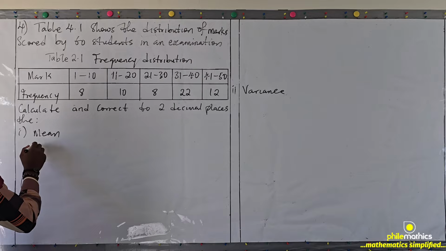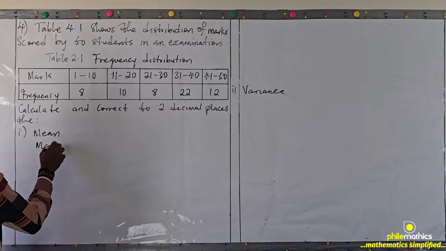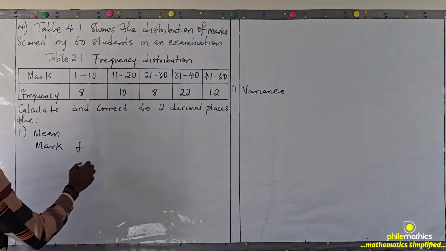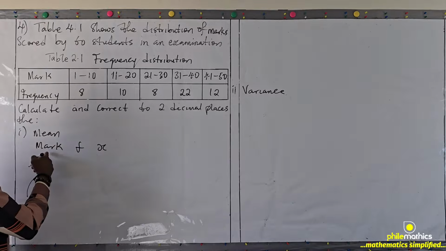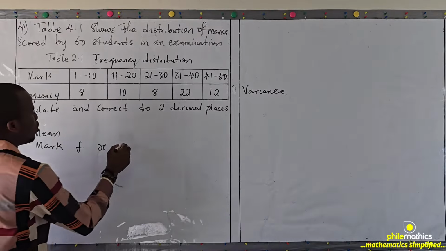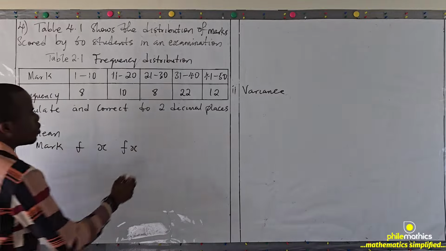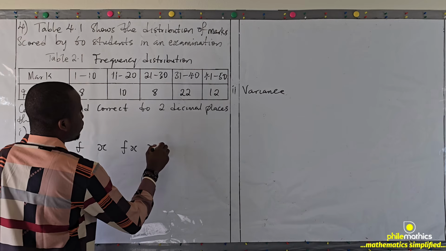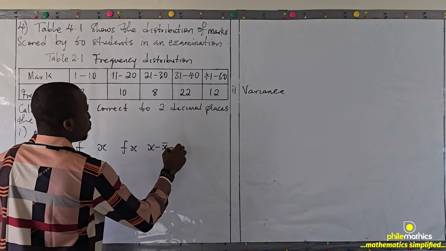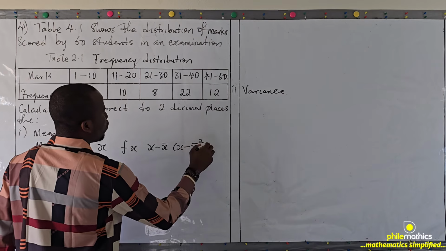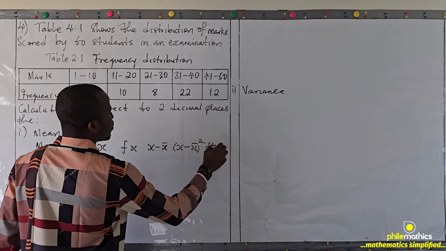So we start with the mark, and then we need to put the frequency. We need to put the value of x, which is the mean of the marks. We need to get fx that we use to calculate the mean. We need to find the deviation from the mean. We need to calculate its square, and then we need to find f times this.